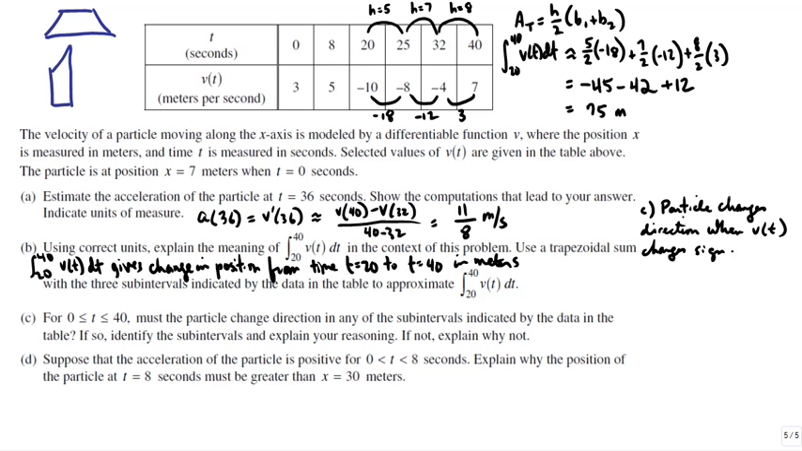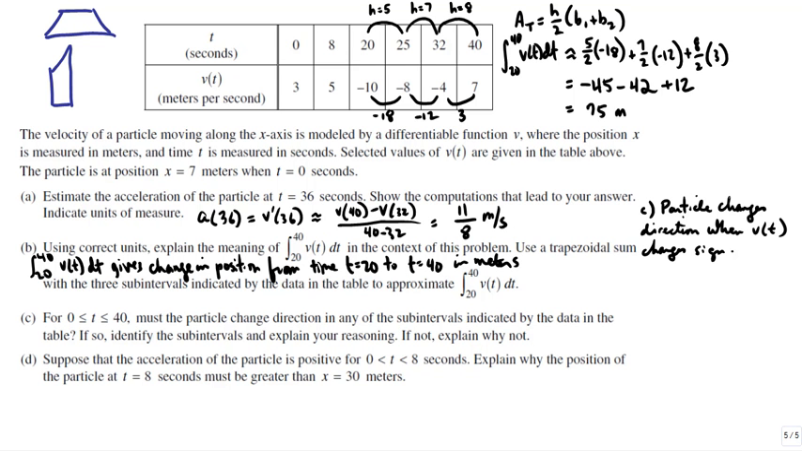So, second, we can see from the table that at time t equals 8, the velocity is 5, and at time t equals 20, the velocity is negative 10. So therefore, sometime between 8 and 20, the particle had to change sign.